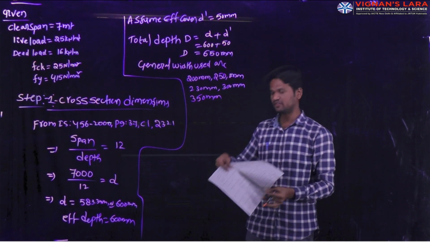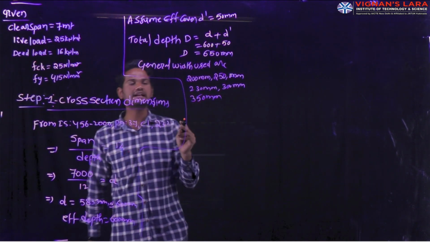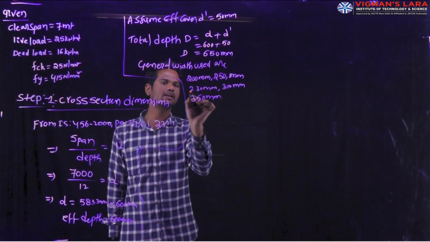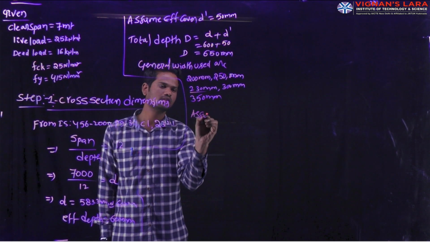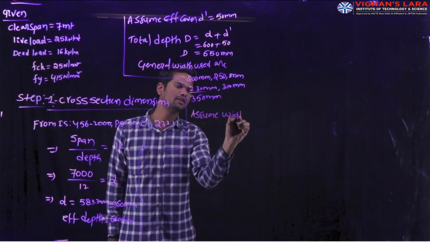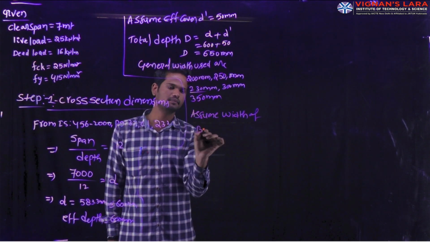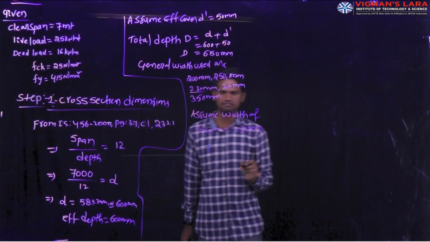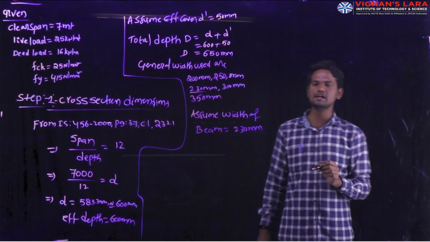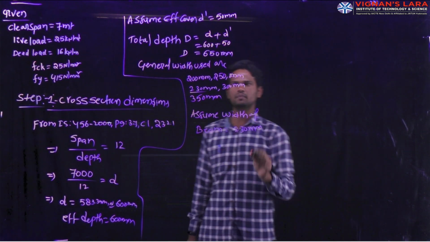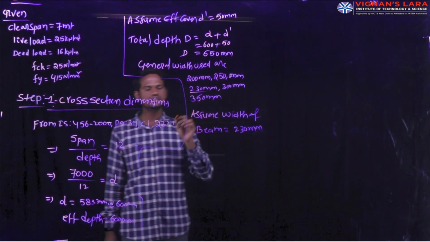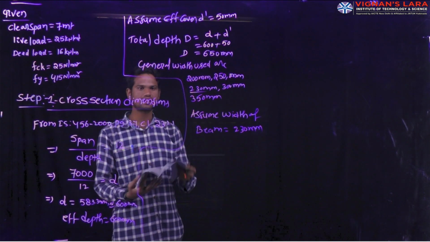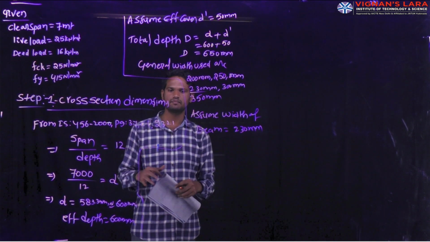For my requirement, for my design, I am assuming the width of the beam equal to 230 mm. For my condition, I am taking this width of the beam as 230 mm. You can take 250 also, no problem. 300 mm also, no problem. 350 also, no problem. Next we will calculate the effective span of the beam.